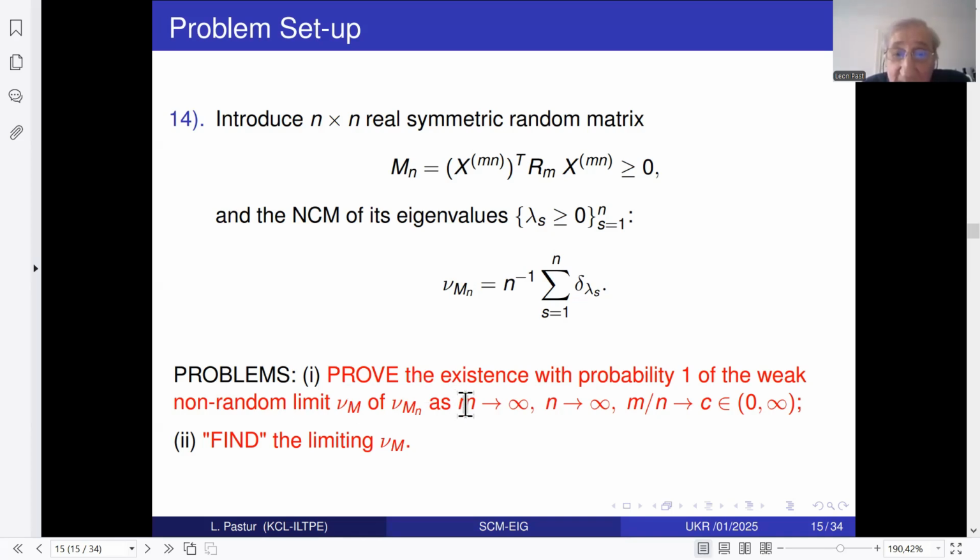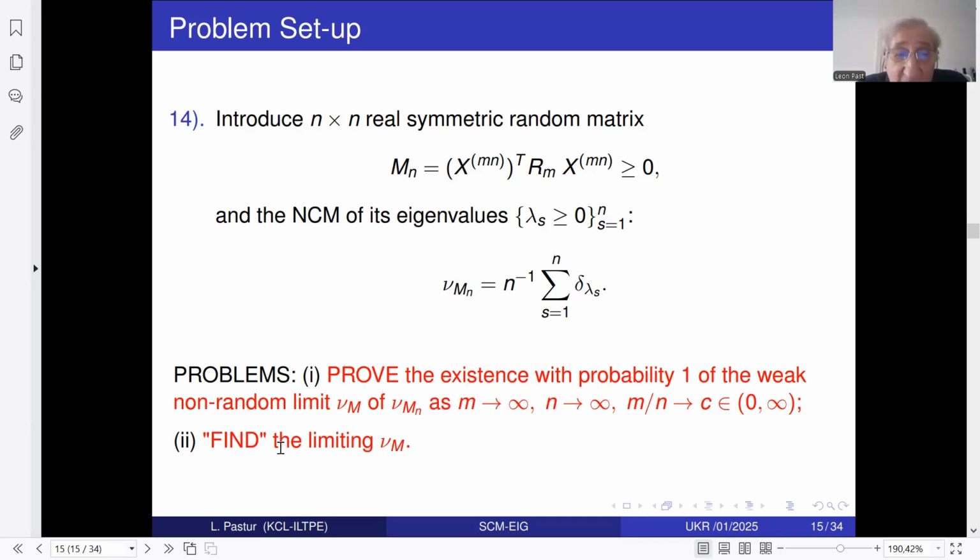What are the conditions of the limiting process? Because my matrix depends on two indices, m goes to infinity and n goes to infinity, but the ratio is asymptotically proportional and tends to a number c, which is non-negative and not infinite. So this is the first problem.